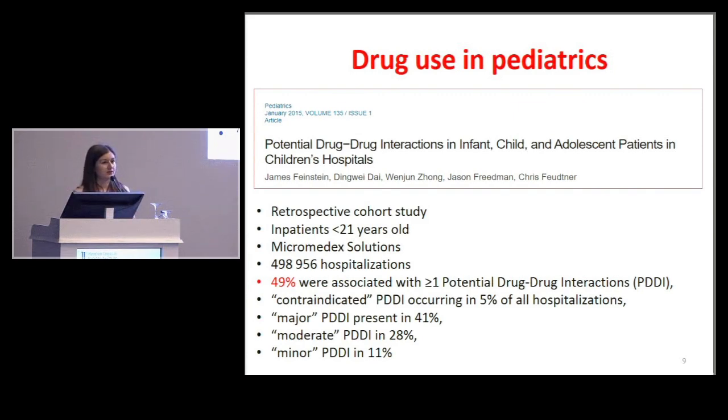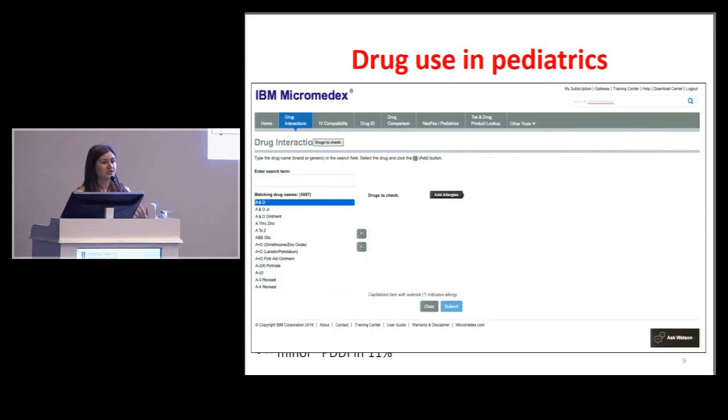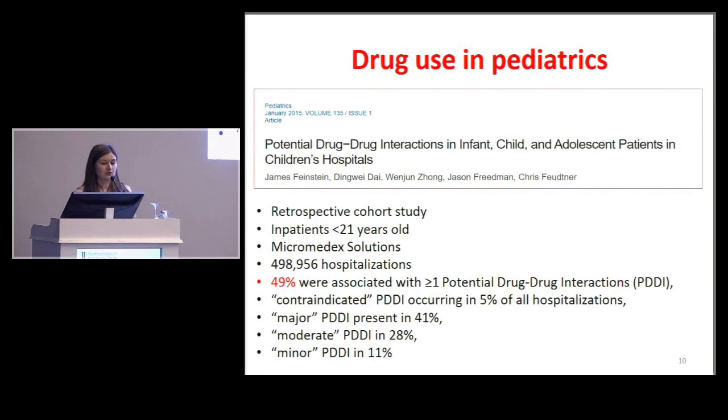This is a retrospective cohort study in patients under the age of 21 years old, and drug interactions were evaluated. Micromedex solutions were used. We can check it through database. Micromedex database was used in this study, and in this database, you enter the names of the drug and you can see the interaction, type of the interaction, and also evidence levels. You can see all the details, and through this program this study was conducted.